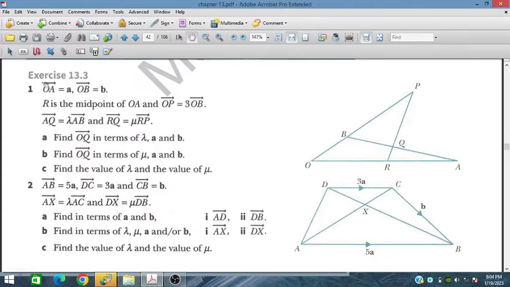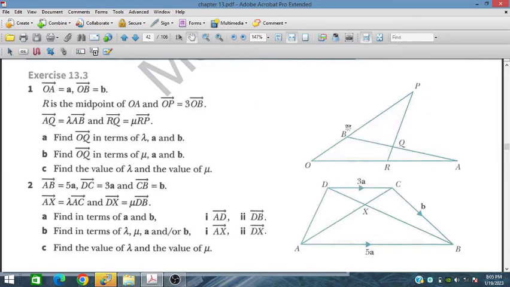Bismillahirrahmanirrahim. In this session, we will discuss exercise 13.3 from the additional mathematics course. In this exercise, we will discuss vector geometry, and this is a very important topic.